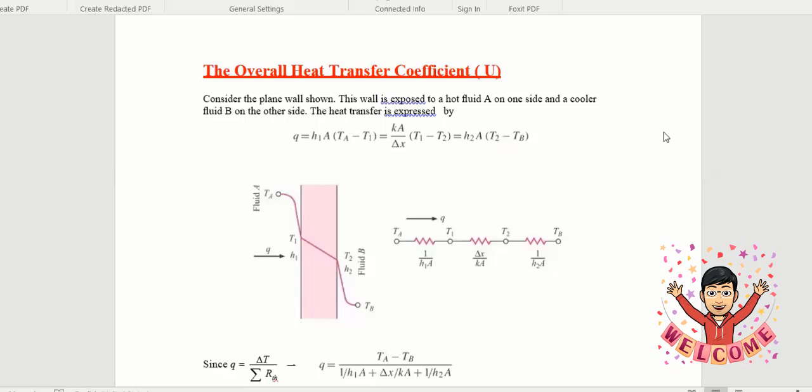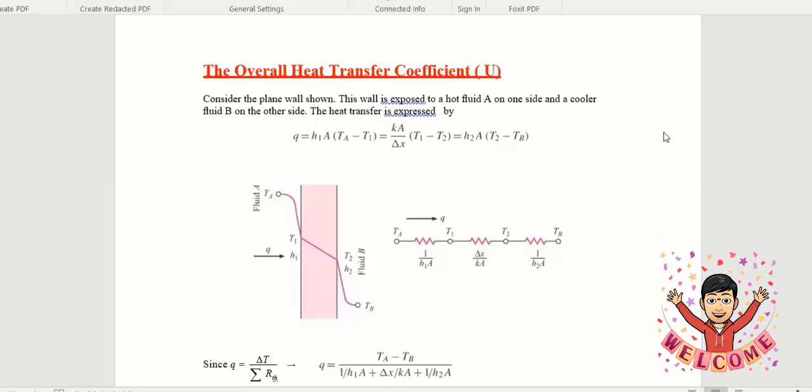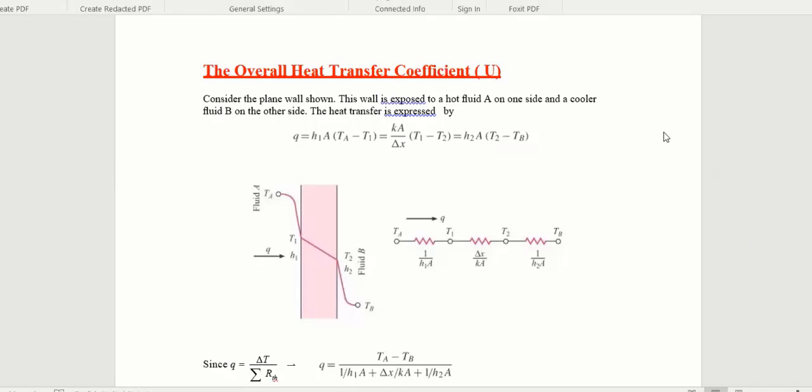Hello friends, so today's topic that we will be dealing with is nothing but the overall heat transfer coefficient. This is another very important term that we will be utilizing throughout the heat transfer subject. We will understand what the overall heat transfer coefficient is, and then we will see what the formula is and what the unit is accordingly.